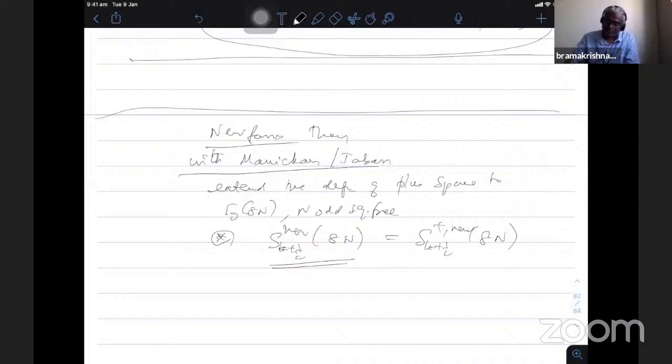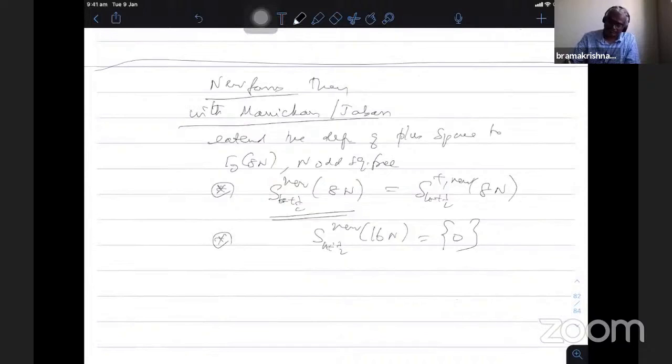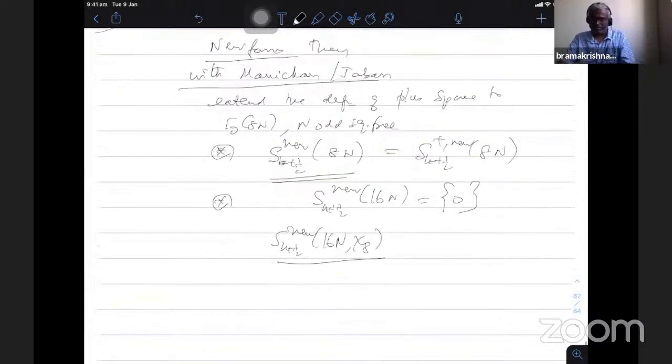Then, surprisingly, this happens. Another thing we showed is that the dimension of S_{k+1/2}^{new}(16n), again with n odd square free, is equal to 0. There is no newform space of level 16n, and we have only the new space of level 16n with character, S_{k+1/2}^{new}(16n, chi_8). Then we studied some decomposition of all these spaces.